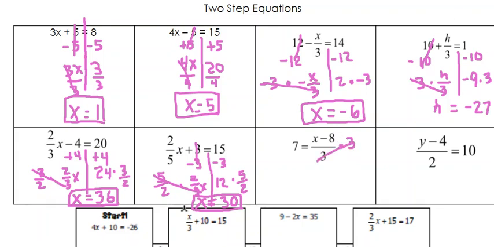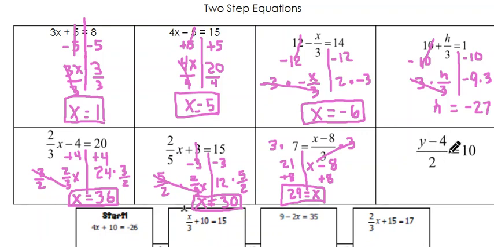So I'm going to times by 3 to get rid of that. And I'm going to do the same thing to the other side. 3 times 7 is 21. And on my right side, now I'm just left with that x minus 8. So to get x by itself, I got to get rid of that minus 8. So I'm going to do plus 8 to both sides. 21 plus 8 is 29. So x equals 29.